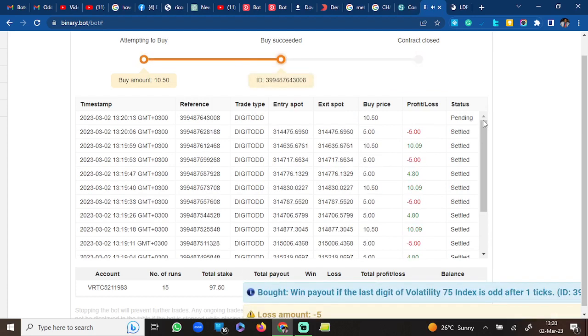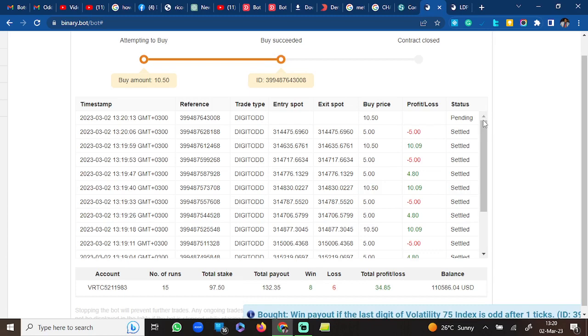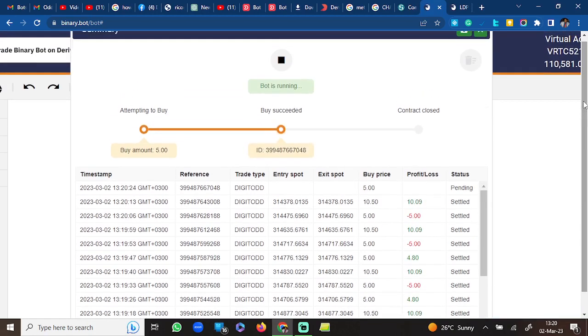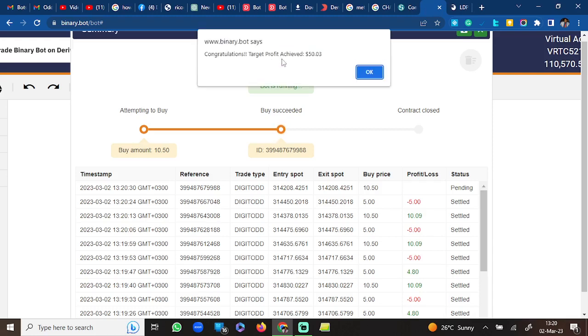The chance of losing is there, a 50% chance of having a loss. But this is what my recommendation is: if you are at $44, stop. Always be in a position where you can stop your bot. Okay, we've recovered and we've hit our target.